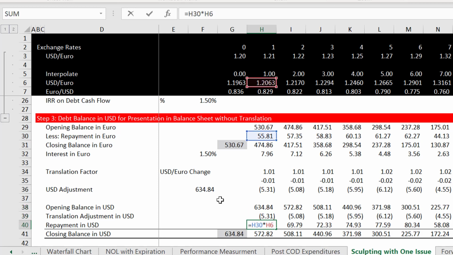And then we put our normal kind of repayment. We take the euro, put it in USD. And so our closing balance includes that translation adjustment. And when we put that, and the opening balance equals the closing balance, and when we do this again in the next period, and again in the next period, the good news is it comes down to zero.